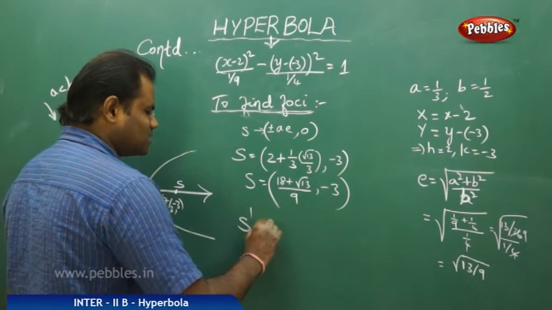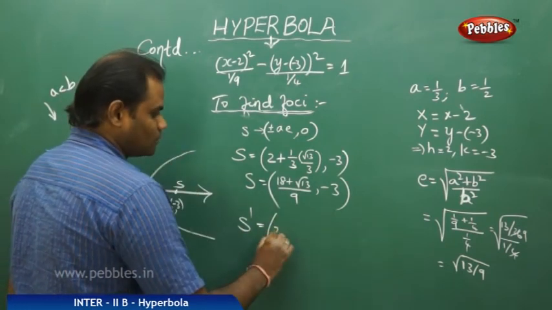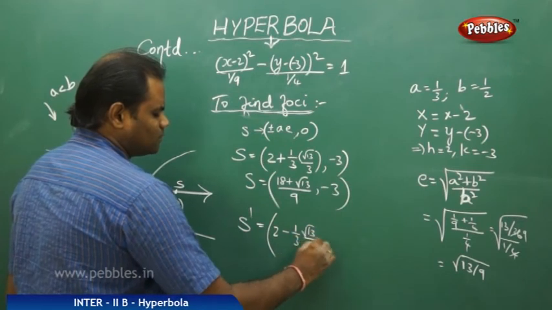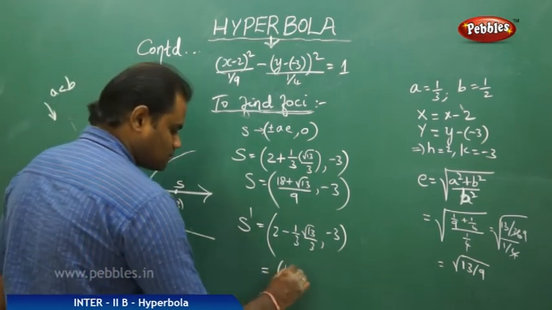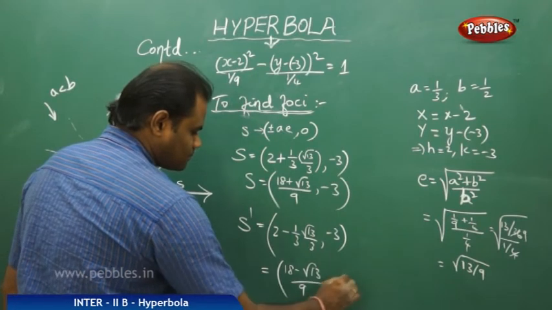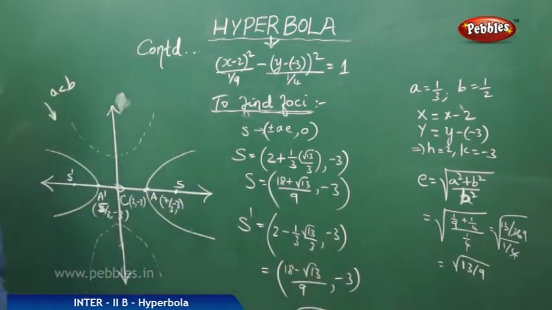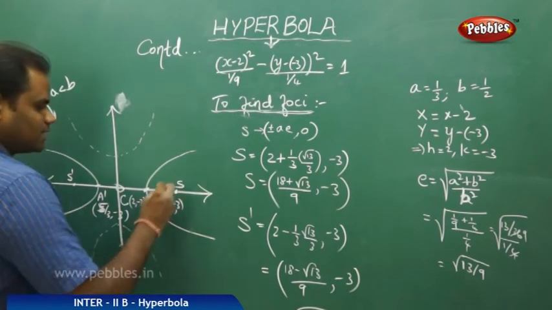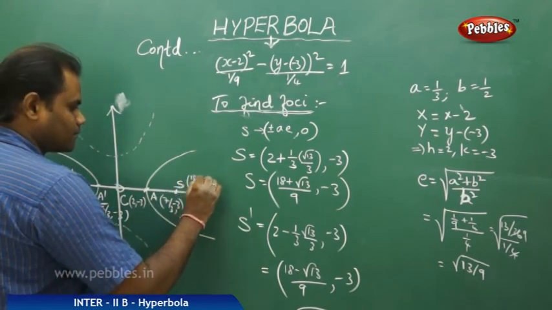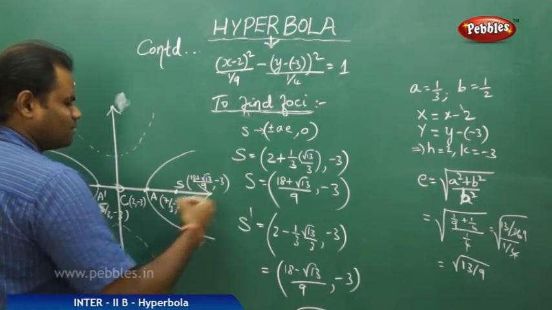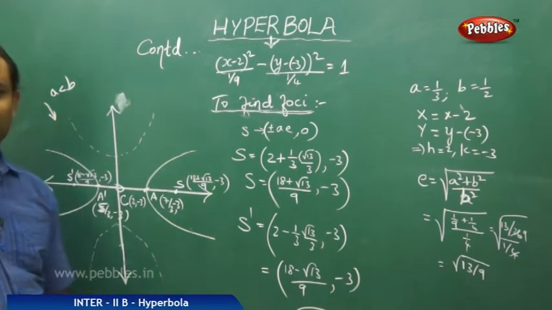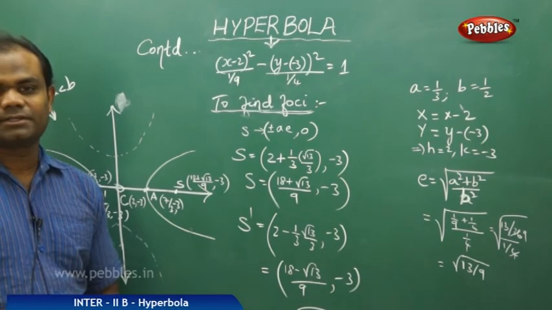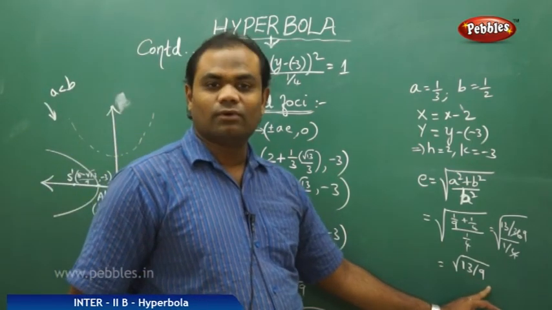Similarly, my other focus S dash is given by 2 minus 1 by 3 root 13 by 3, minus 3, which on simplification gives 18 minus root 13 by 9. These are the foci S and S dash, that is S given by 18 plus root 13 by 9, minus 3, and S dash given by 18 minus root 13 by 9 and minus 3, with eccentricity as root 13 over 9.